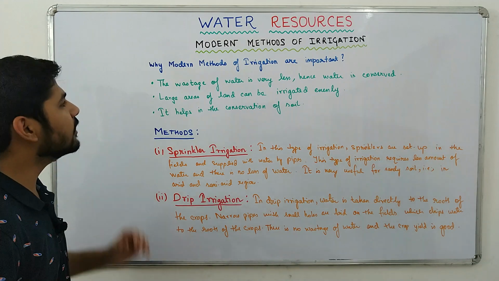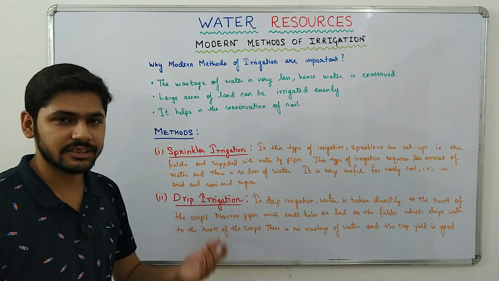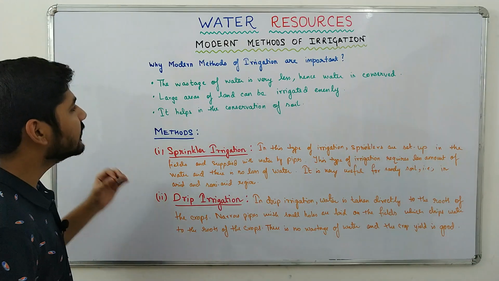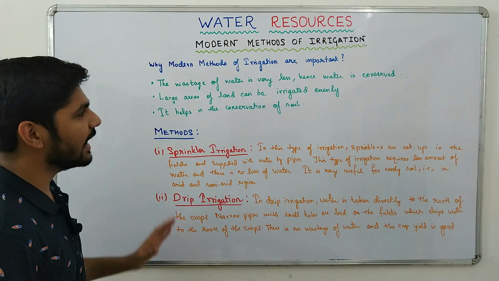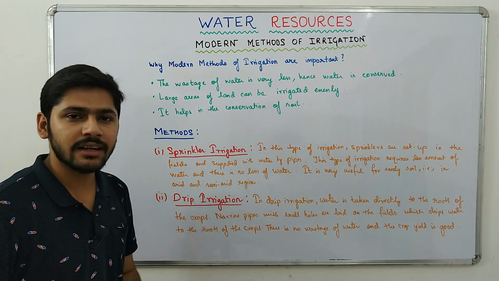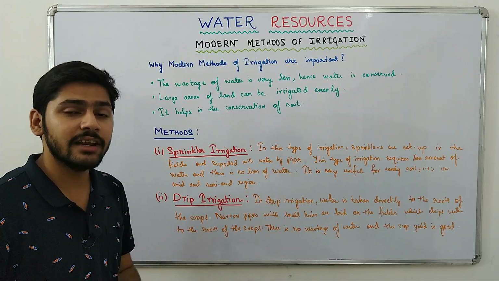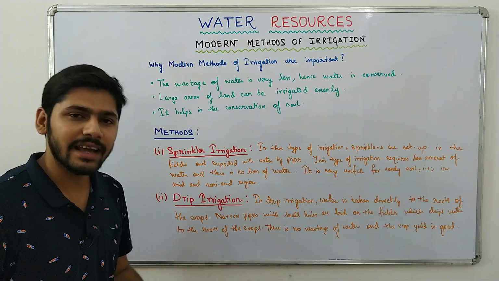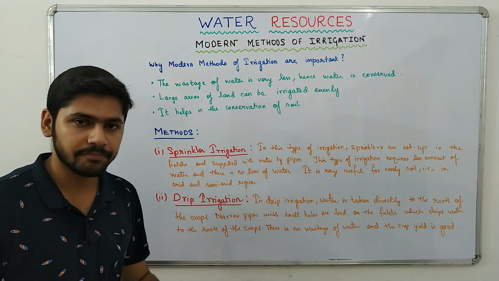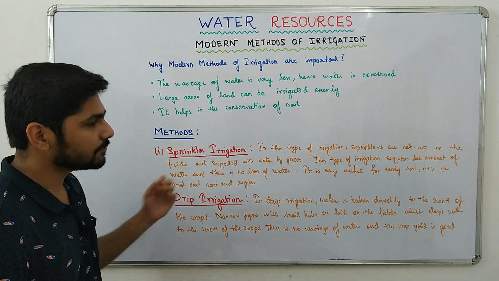First, why are modern methods of irrigation so important? There are a few reasons for this. Let's check them out. First one, the wastage of water is very less, hence water is conserved. Now, in modern methods of irrigation, water required is very less, hence there is very low wastage of water and hence water is conserved.